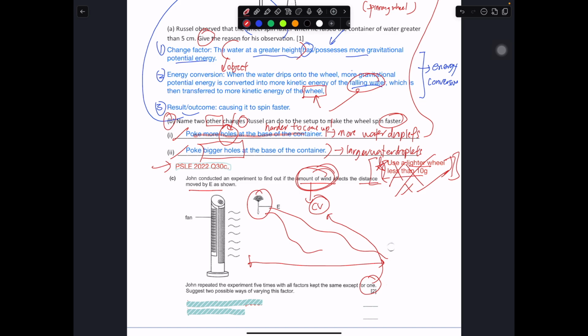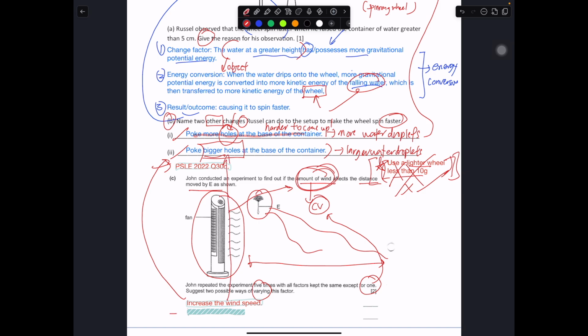Suggest 2 possible ways of varying or changing this factor. So what are the two ways? What physical way can you do to the fan to change the amount of wind? So number one, if you relate back to this, poke a bigger hole means increase the wind speed. Okay, this one is related to poke a bigger hole.